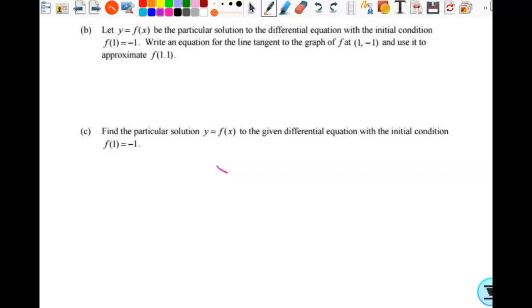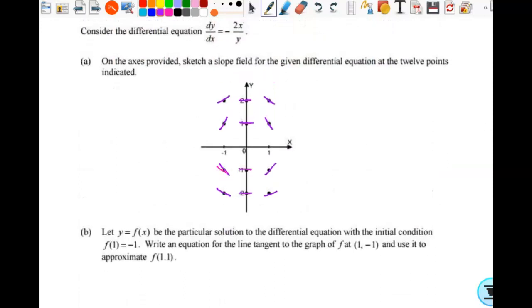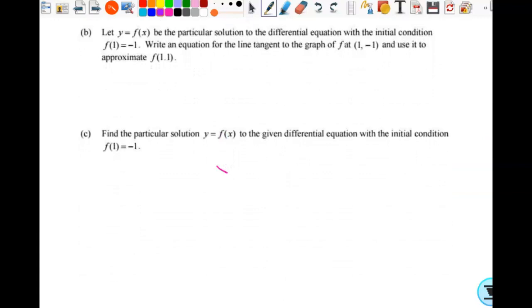On B, let y equal f of x be the particular solution to the differential equation with the initial condition f of 1 equals negative 1. We're going to write an equation for the line tangent to the graph of f at 1, negative 1, and use it to approximate f of 1.1. So what do I need to do first? What is it asking us to do? Yes, write an equation for the line tangent to the graph. So the first thing we do is we write point and slope, and then we figure out how we're going to find those things.